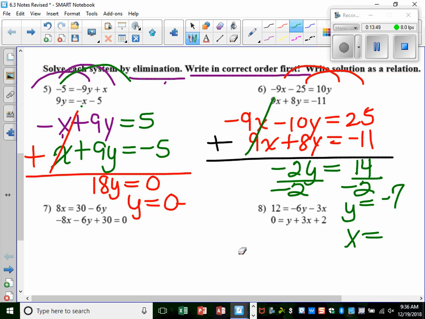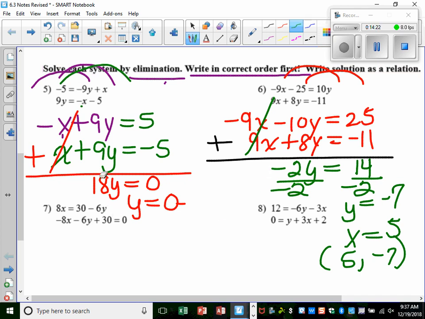Okay, you want to tell me the answer? So your x is 5. Okay, how many people got 5? All right, so we'll write it as 5 and negative 7 as the coordinate. So again, if you wanted to check it, you could replace x with 5, replace y with negative 7, and see if it equals 25. And then do the same thing and see if it equals negative 11. So that's how you would check your coordinates.